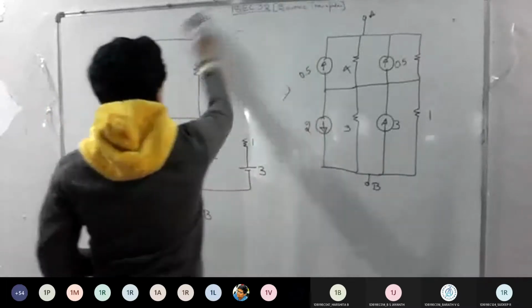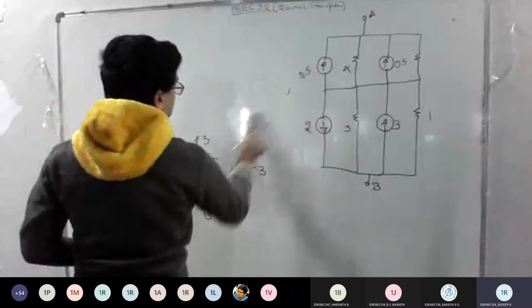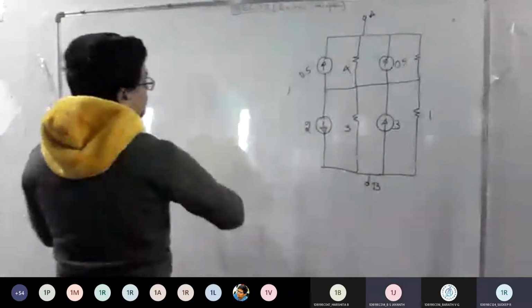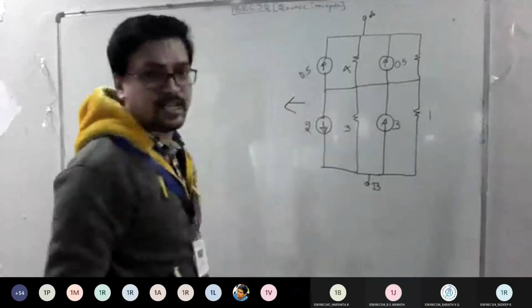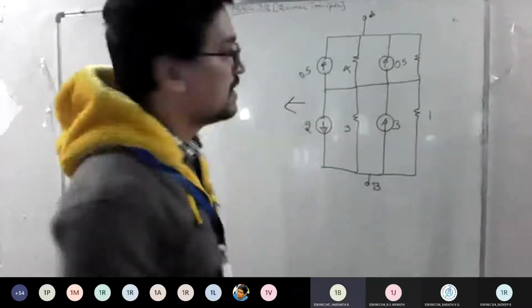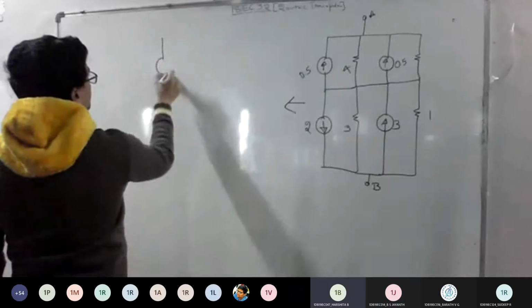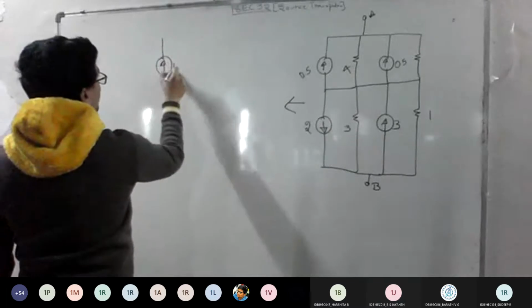So what is the answer for the top one? 1 ampere, sir. Facing upwards. I will write this side. So it's 0.5, 0.5. Both directions are same, right? So I can add easily. So I can get 0.5 plus 0.5 is 1 amp.